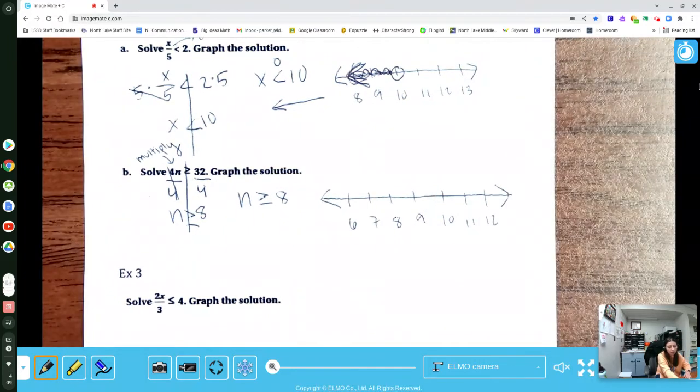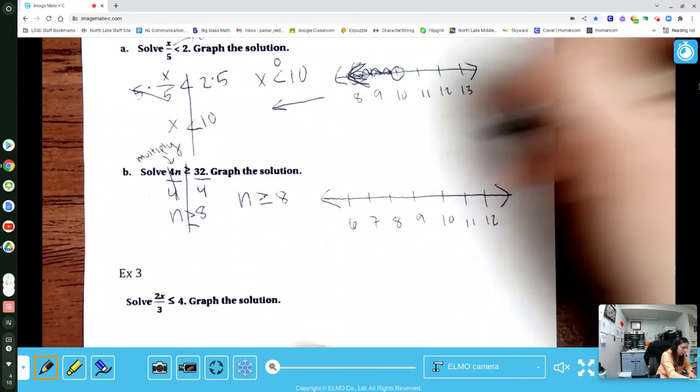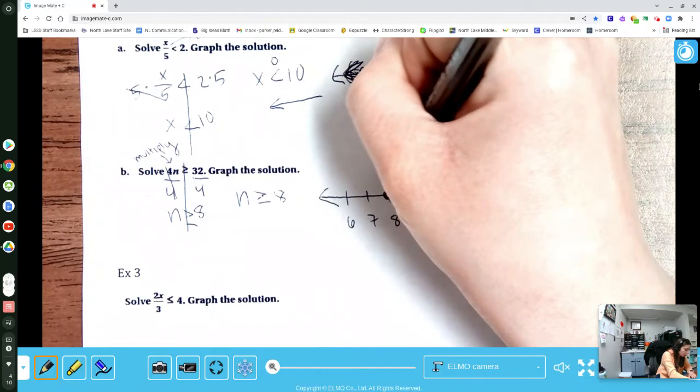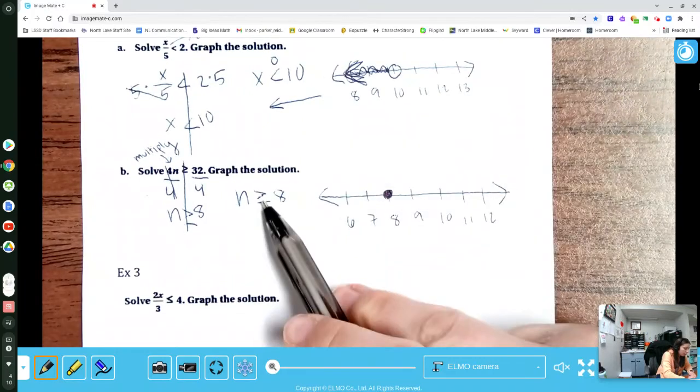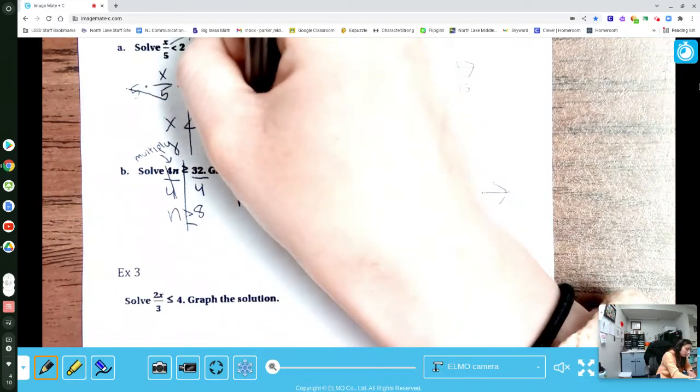Okay, so first we're going to decide if I should put an open or a closed circle on 8. So we're deciding is 8 a solution? If n was 8, is 8 greater than or equal to 8? Yeah, it is. It's equal, so it is greater than or equal to. We're going to use a closed circle on 8. We also could have seen that since there's a line underneath, we use a closed circle.